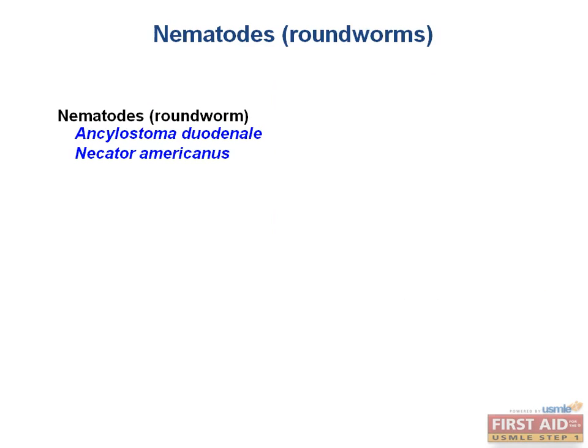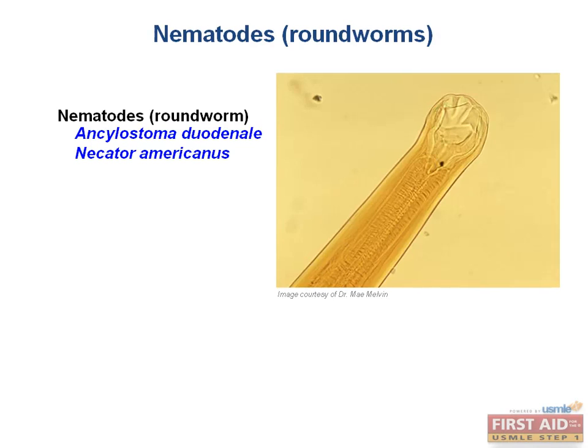Ankylostoma duodenale and Necator americanus are known as hookworms because they have a very characteristic hook in their mouth that allows them to attach to intestinal mucosa, which you can see here. Note the jagged appearance of the mouth.